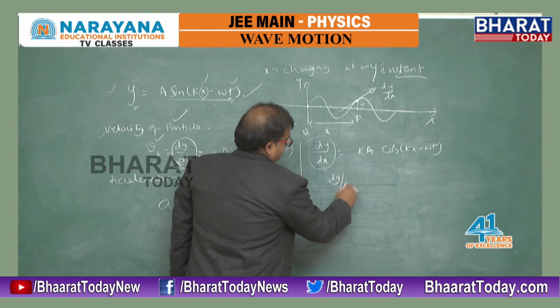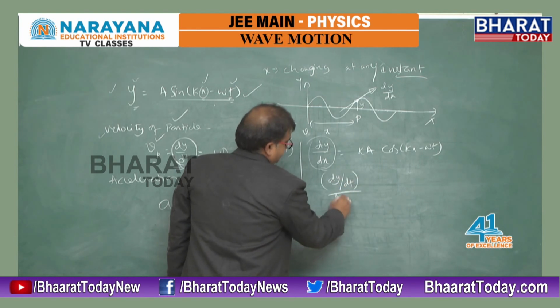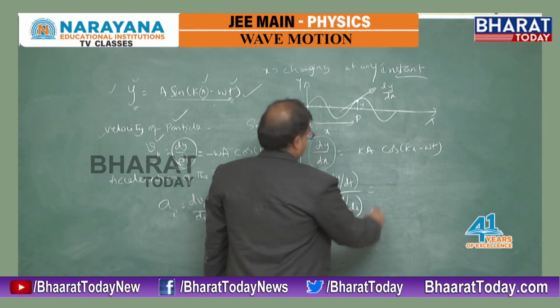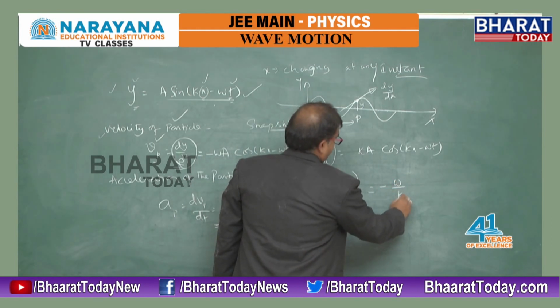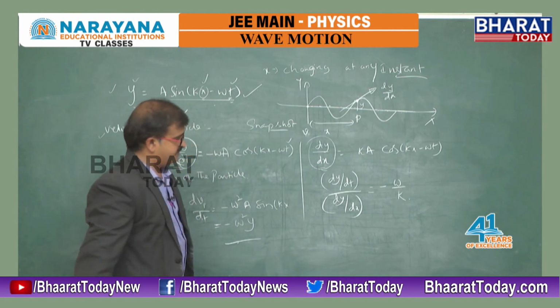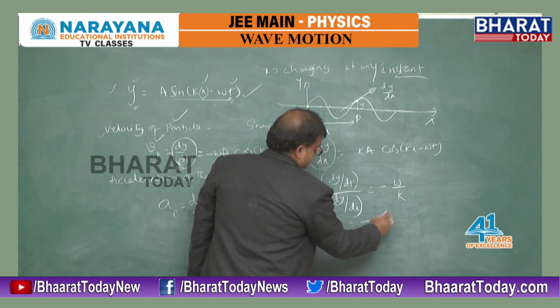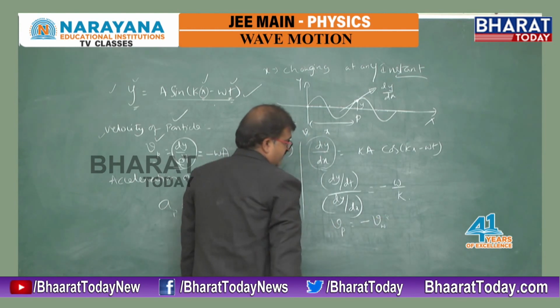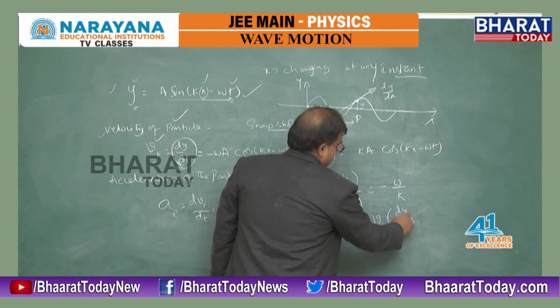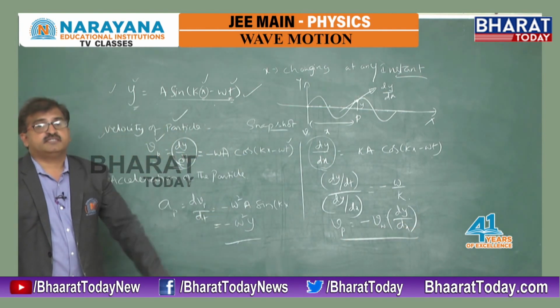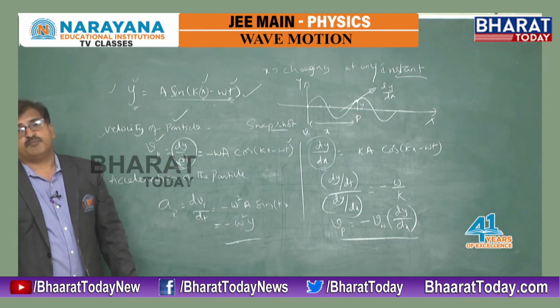So here the velocity of the particle divided by the slope of the tangent is equal to minus omega by k, the remaining will be cancelled. So the velocity of the particle is equal to minus the velocity of the wave, or the phase velocity, times the slope of the tangent drawn to that snapshot at that given point.